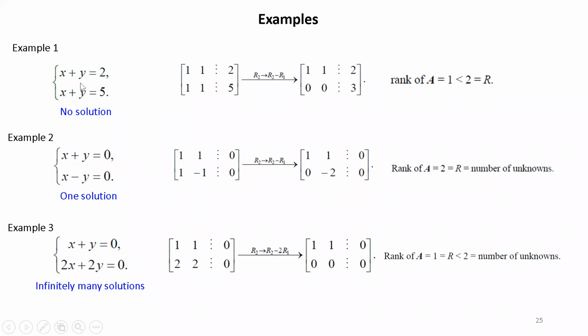Okay. So here, example 1, right? So I have this 2x2 system. Then this is the augmented matrix. After I do the Gaussian elimination, I found that x plus y equals 2, and then 0 equals 3. So this is the inconsistency there, right? And then the rank of A is smaller than 2.